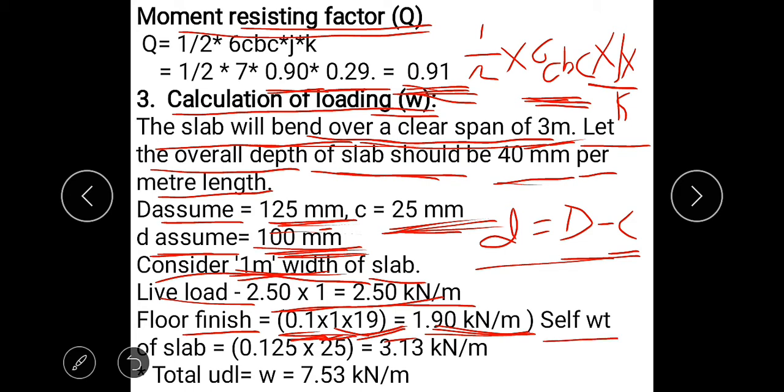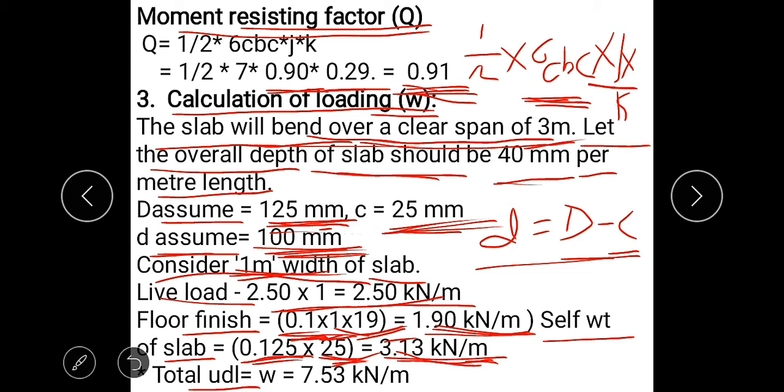Now we have to calculate the self weight of slab. Self weight of slab means the depth of slab is 0.125, meaning depth is 125 mm, capital D is 125. In meter it is 0.125, into concrete having unit weight 25. So here the self weight of slab is 3.13 kilonewton per meter. 0.125 is depth in meter and 25 is the unit weight of concrete. So the self weight of slab is 3.13 kilonewton per meter.